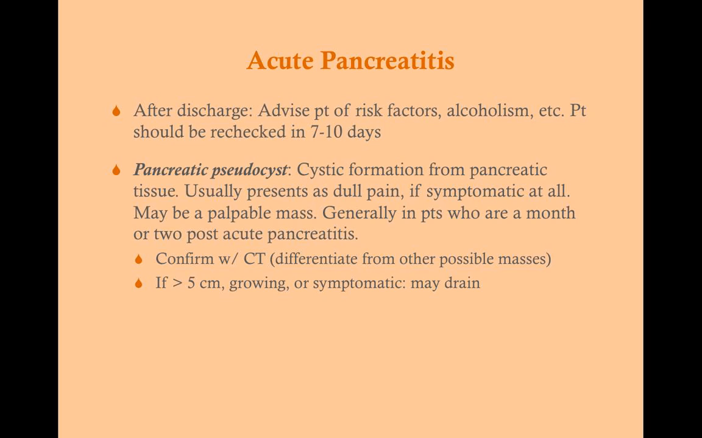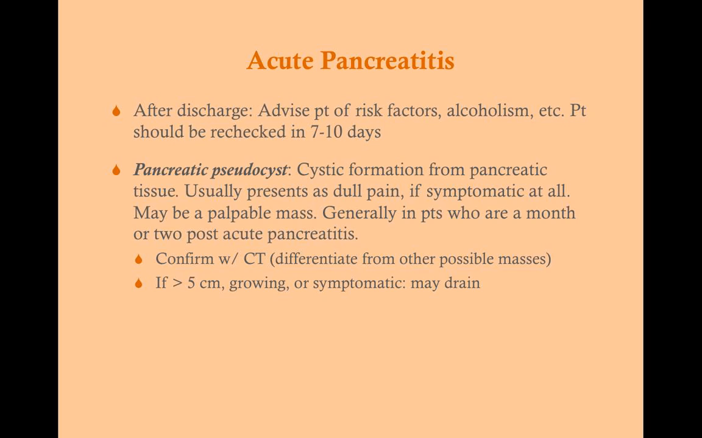One of the big complications of acute pancreatitis is the pancreatic pseudocyst, and what that is, you've got weak tissue in your pancreas because it's been inflamed, and so you can get a cystic formation from pancreatic tissue. It's kind of like an aneurysm of the pancreas, so to say. It's weak tissue that's now become cystic, and usually this will present as a dull pain if it's even symptomatic at all. Sometimes you can feel it as a palpable mass.